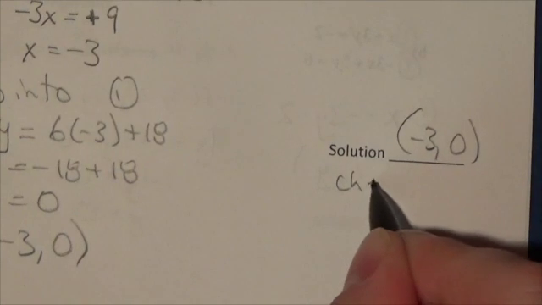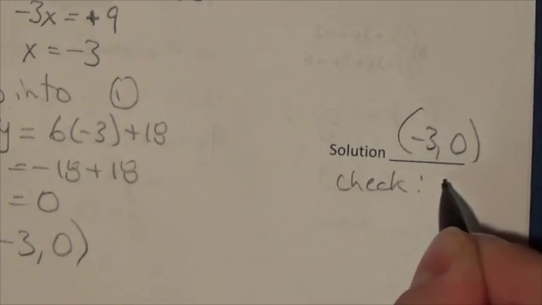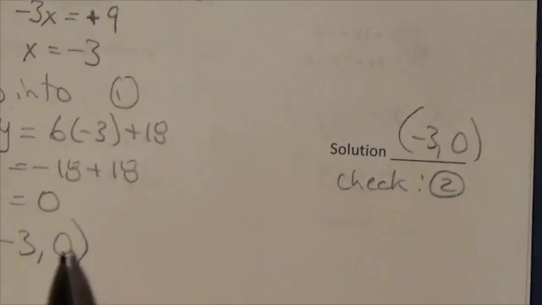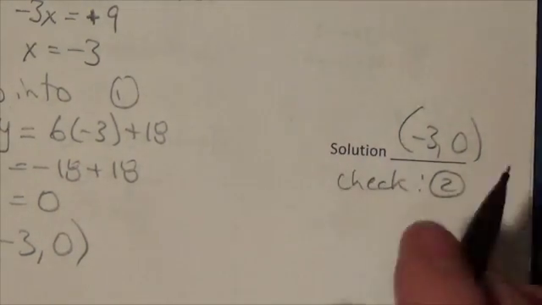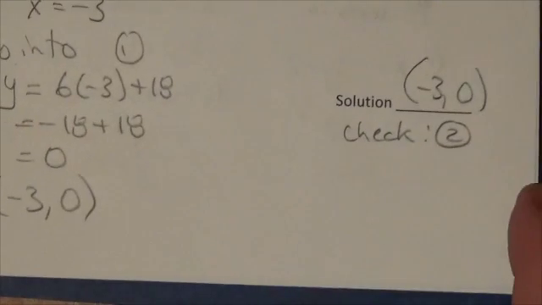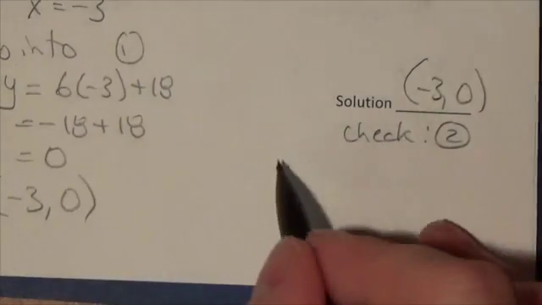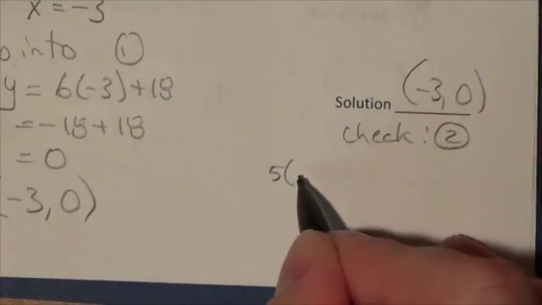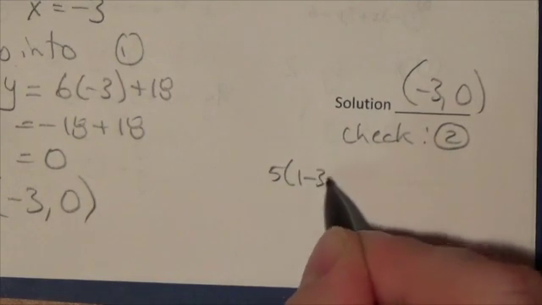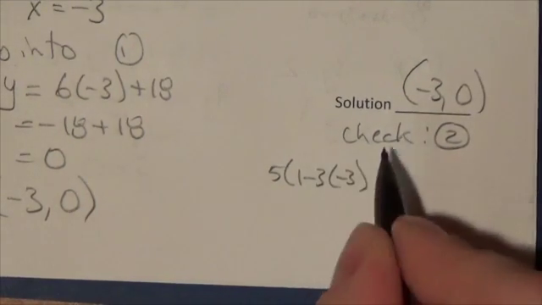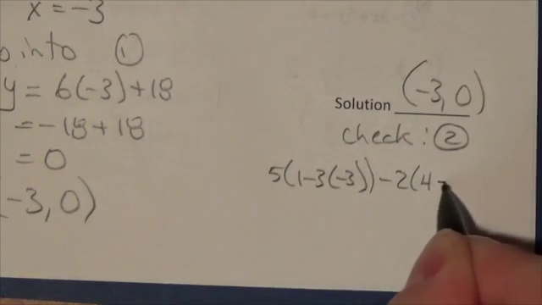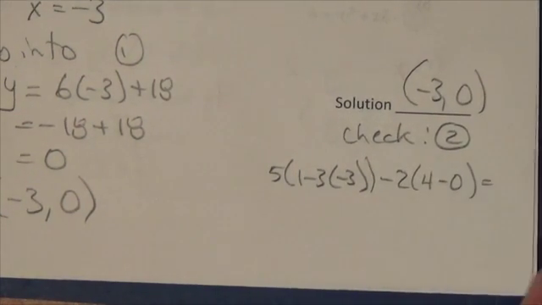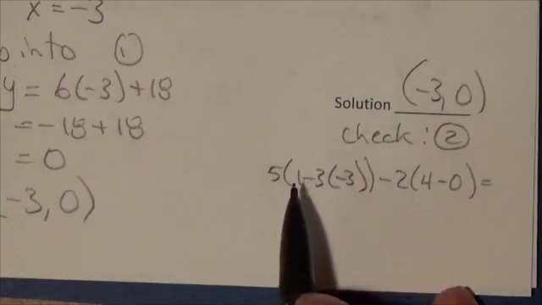But you know what? I'm going to check this. I already know that it works in equation 1. I used that to get the y coordinate. So I'm going to check this in equation 2. And I'll go right back to the original, just in case I messed something up. So this will be 5 times (1 minus 3 times negative 3). There's my x. Minus 2 times (4 minus 0). Now we're going to see what that equals. It should equal 42, but we'll check it out here.